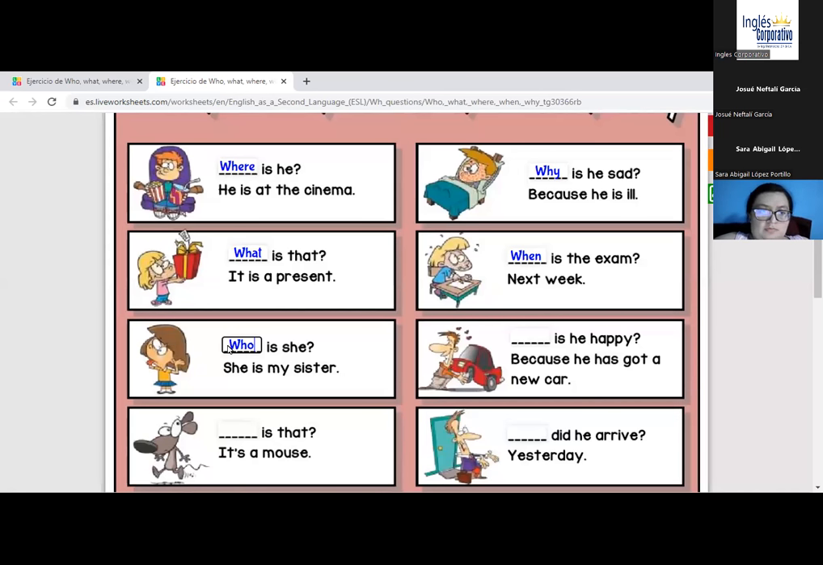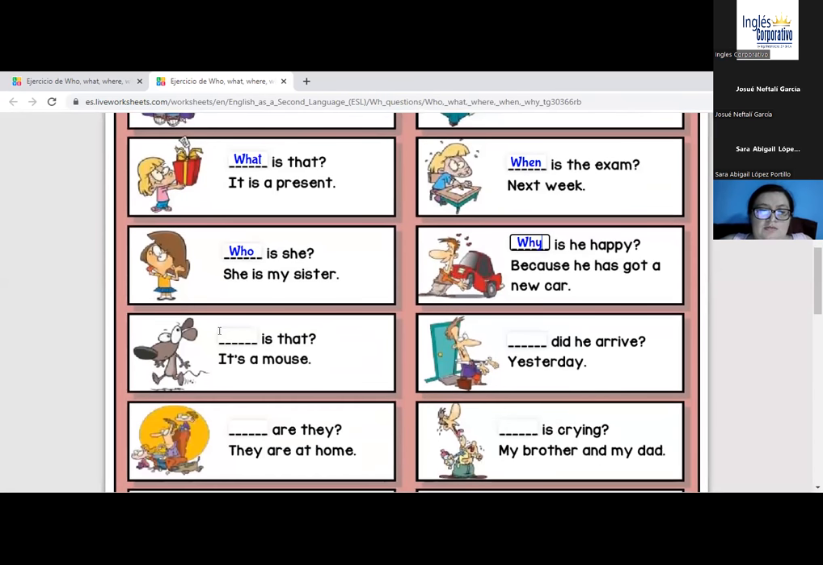¿Quién es ella? ¿Y quién es ella? Para personas, referirnos a personas. Why is he happy? ¿Por qué? La razón, why. ¿Por qué está feliz? Why. Es what. ¿Qué es esto? Como what is that? What is that? It's a mouse.